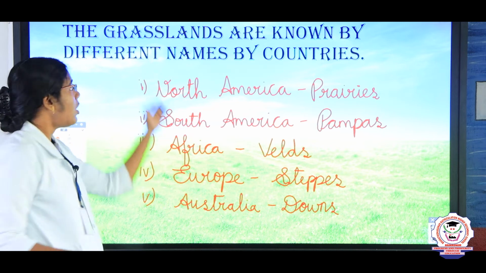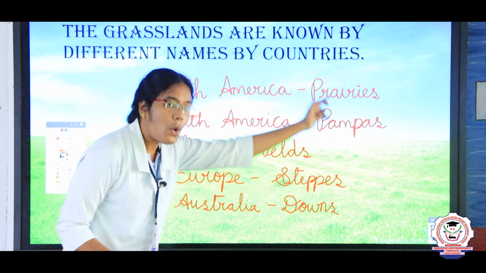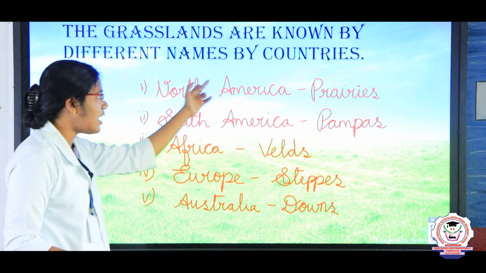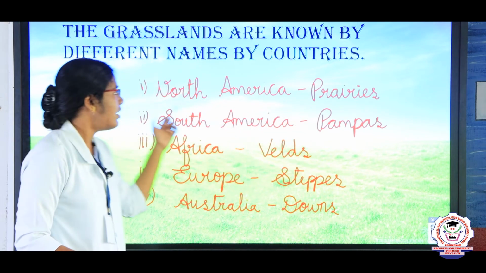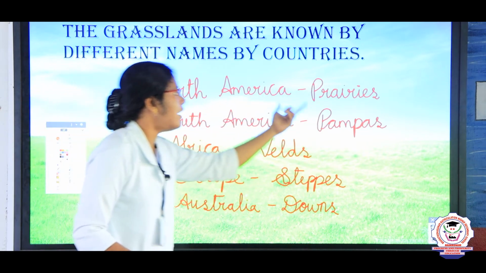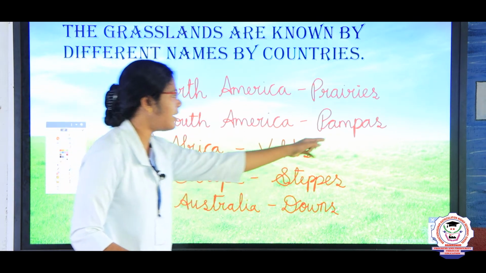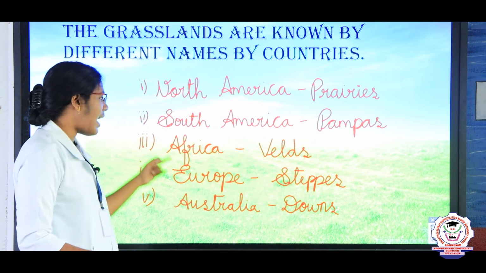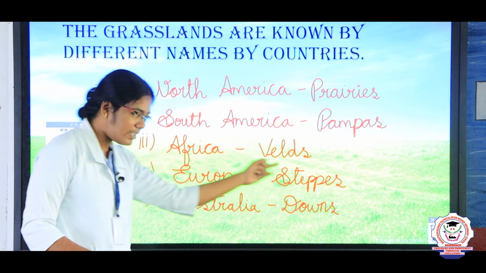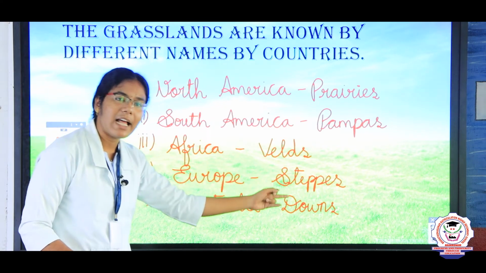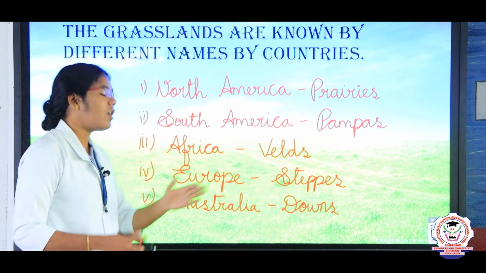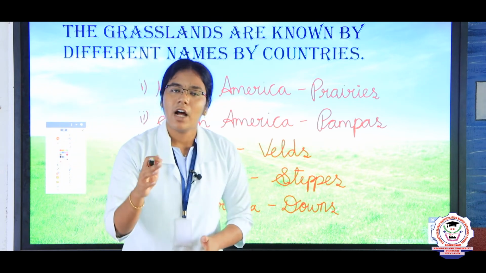So the grasslands are known by different names in different countries. In North America it is named prairies, in South America pampas, in Africa velds, in Europe steppes, and lastly in Australia it is named downs.